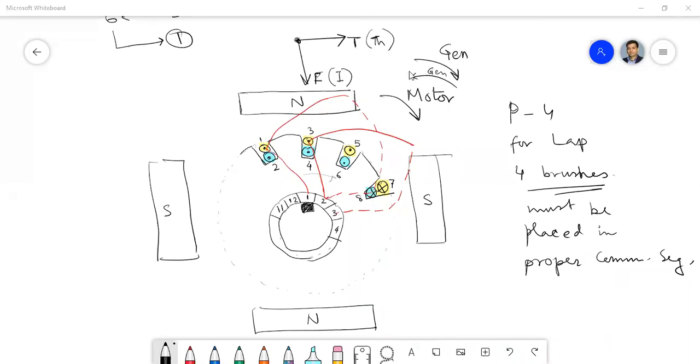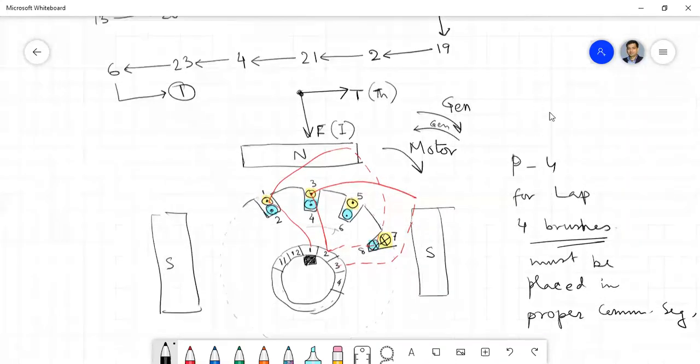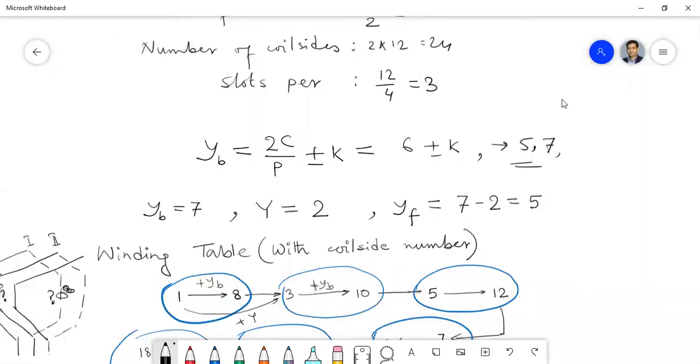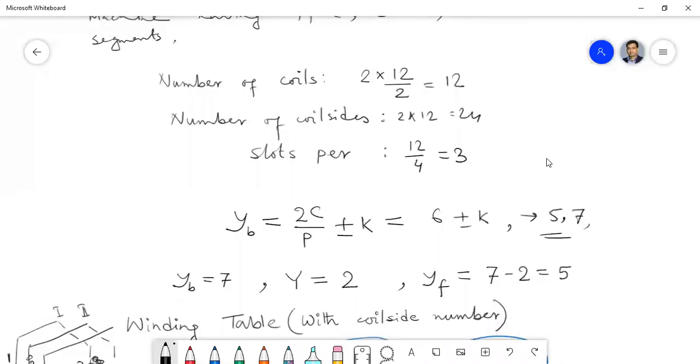Sir, this number 3, which is number of slots divided by number of poles. Could you explain just how it is related to coil span? Because 3 is basically the number of slots which is particularly facing one pole. So could you just explain how it is related to coil span? Which one? Just 3 number. Number of slot divided by number of pole.